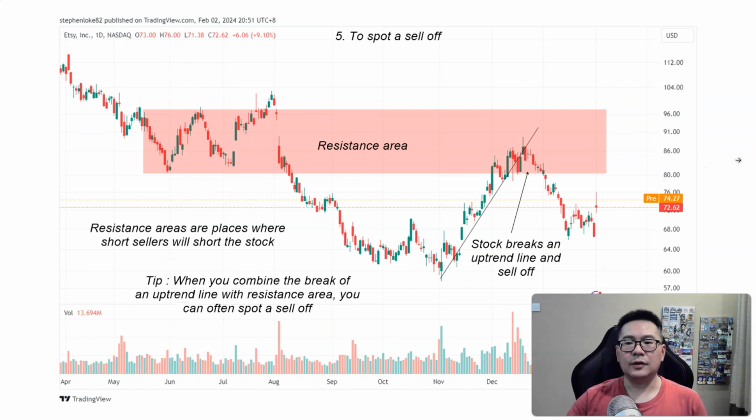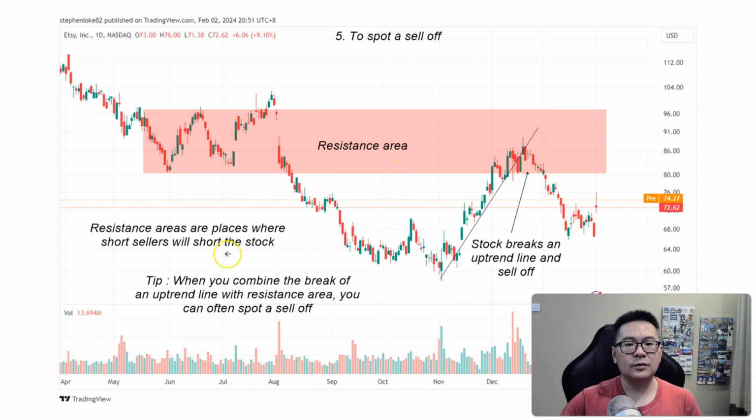Now the fifth usage of an uptrend line is to spot a sell-off. Resistance areas are areas where quite a lot of short sellers will spot it, and a lot of them might want to short the stock when it reaches a resistance area. For example, at C here, it tried to move up. It moved up rapidly as well, but look what happened when it met the resistance area. If we draw an uptrend line, you can see that it collapsed. It dropped below the uptrend line, and then it sold off.